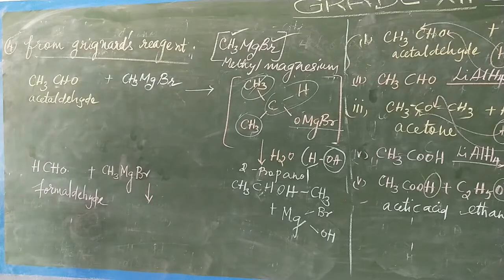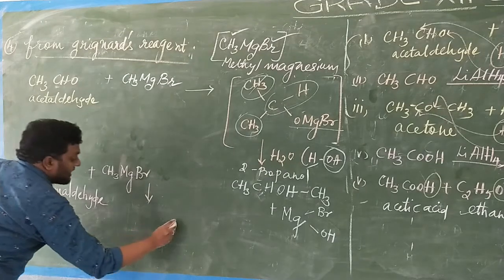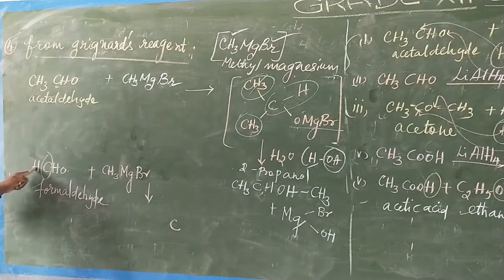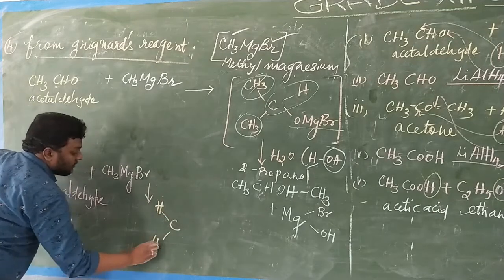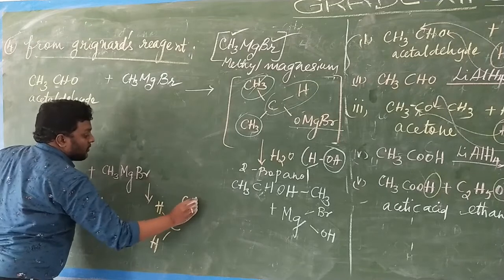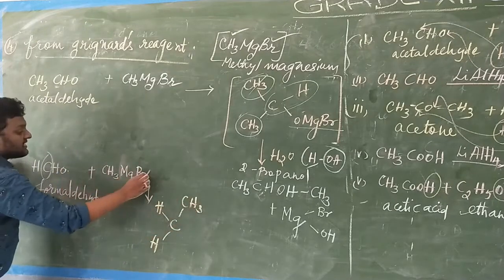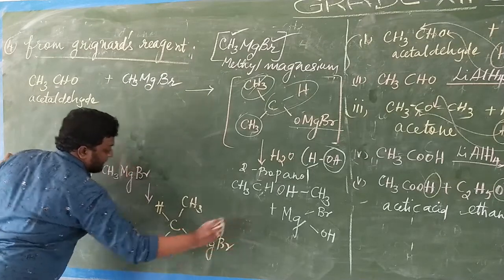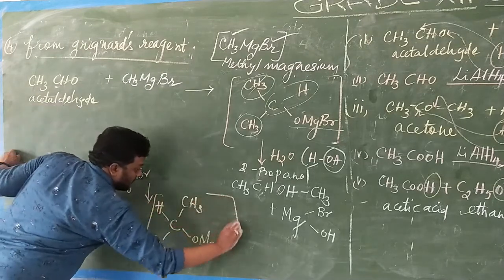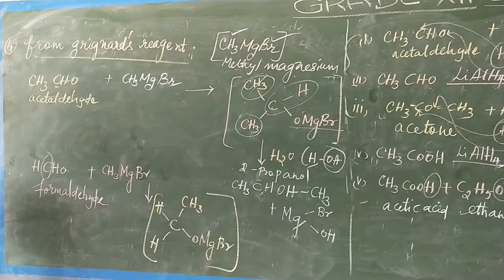I have given you the number 3. How do you have to write it? First, you write the center C. Then what do we have? This hydrogen, and this hydrogen, and then the CH3. Then what do we have? This OMgBr. Okay, it is an intermediate product.